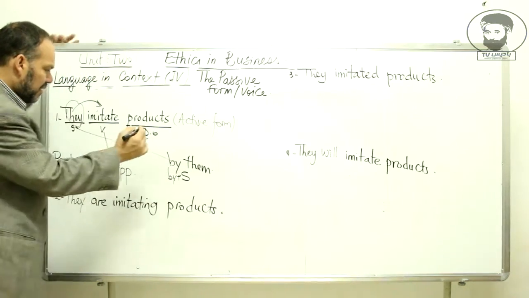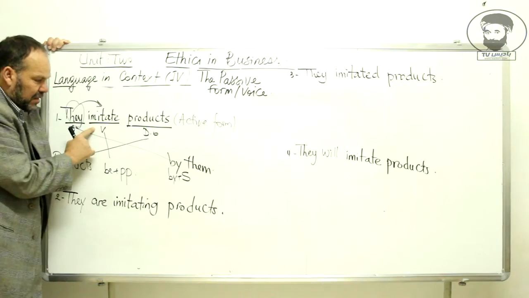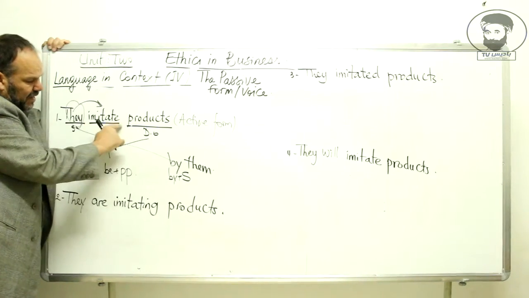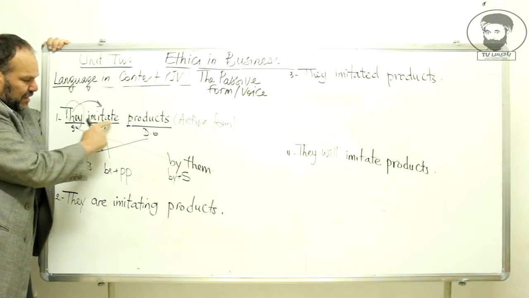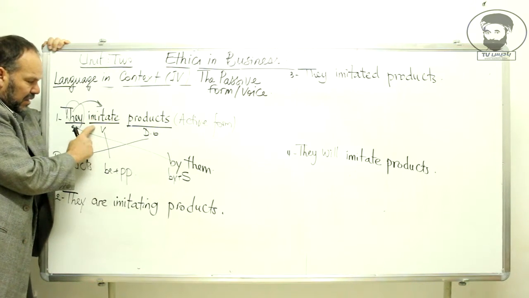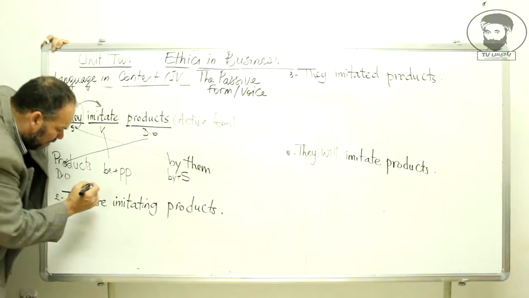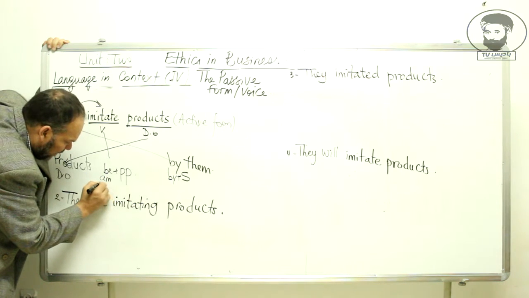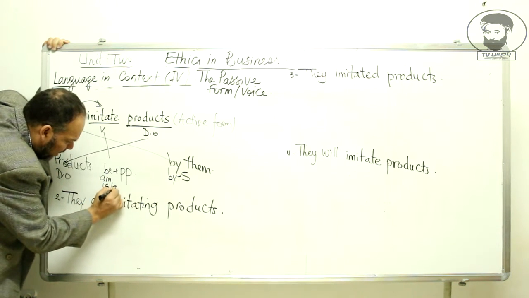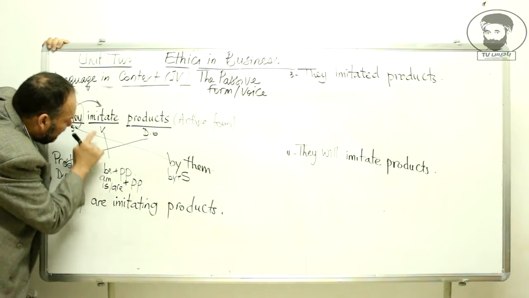Look, this verb is in the simple present. Why? Because it is a standard form, imitate. This is the form of the verb without to. Imitate is a verb in the present tense. So when the verb is in the present tense, to be is in the present tense. So to be is either am, is, or are plus the past participle of the verb.